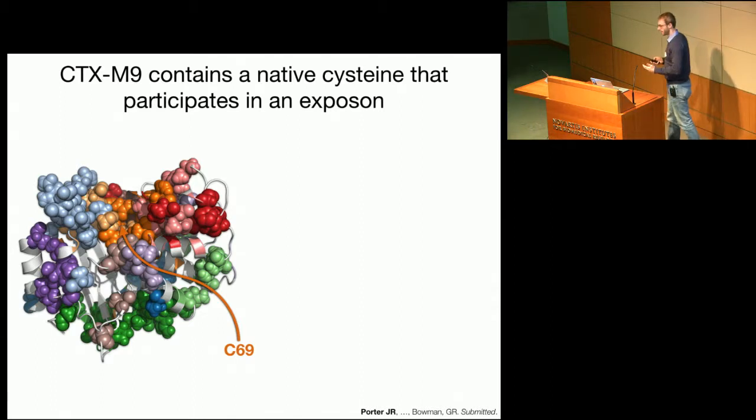So one way we thought we might address that is to look around for a homolog of TEM1, which is the protein we've been looking at, that has a native cysteine that is buried in a crystal structure but participates in one of these exposons. And so CTXM9 here fits the bill. It has a buried cysteine that you can't really see because it's buried.